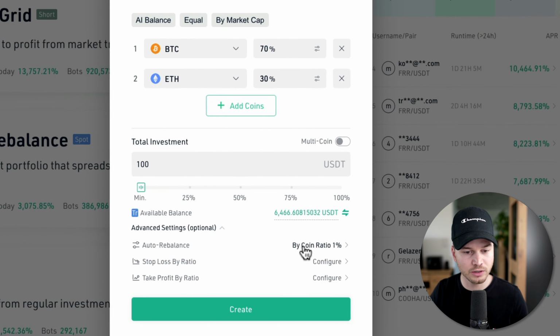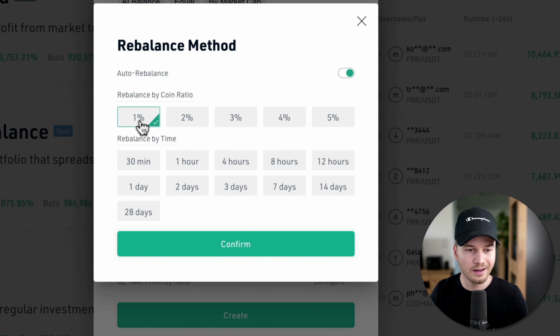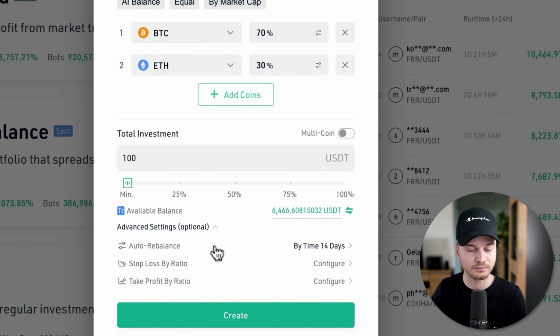And what I would do here is go from buy coin ratio from 1% to probably like 7 days, 14 days, or 28 days. Because again, every time the rebalance happens, you will carry out a trade and there's going to be fees involved. And again, KuCoin wants to make money, so they want you to trade as much as possible. But let's say you want to rebalance every 2 weeks. So I'm just going to click on 14 days. And then I'm going to click on create.